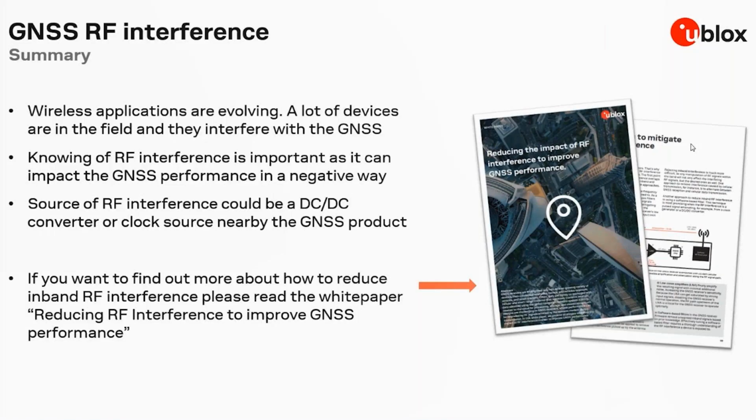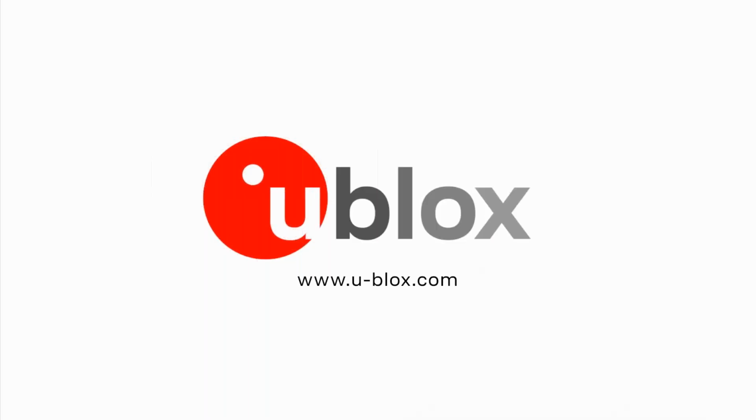So in summary, RF interference can impact the GNSS in a negative way, and U-blox M9 together with U-center can help to find possible issues.